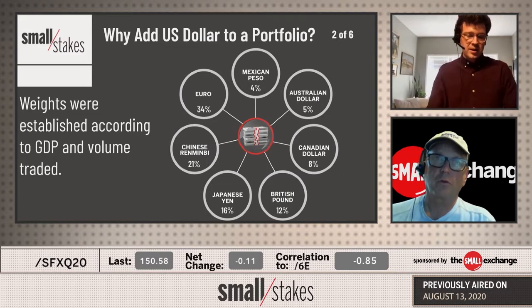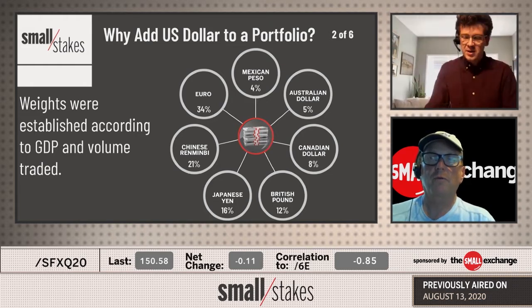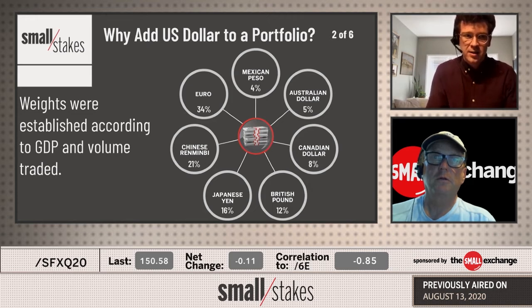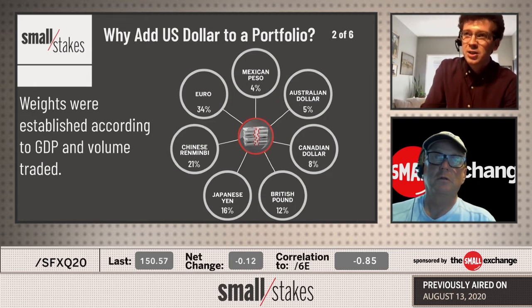We went through all of that trouble for you as well. We weighted these things according to their GDP. You got a larger GDP, you got larger volume traded. You're seen as a more stable currency. We're going to give you a larger weighting here in the US dollar product, but not losing out on that diversification here.